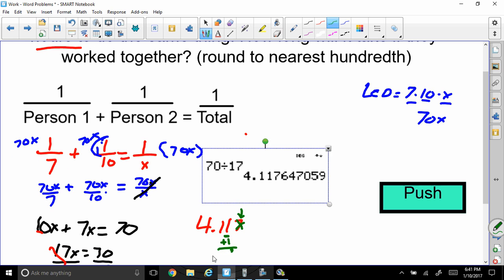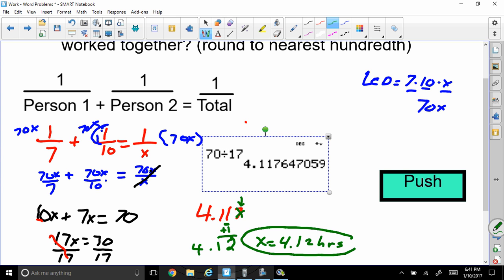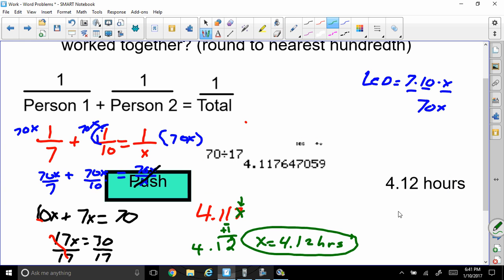Let me just scroll down a little bit. That'll become a 2. So x will be equal to 4.12 hours. And that is our answer rounded off to the nearest hundredth. If they work together, it'll take them 4.12 hours.